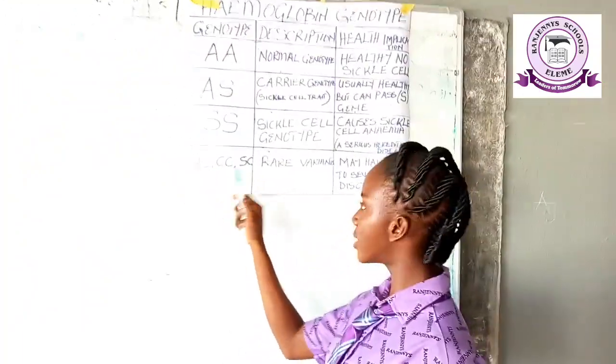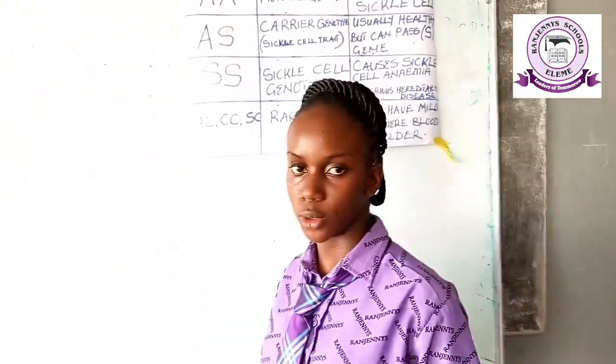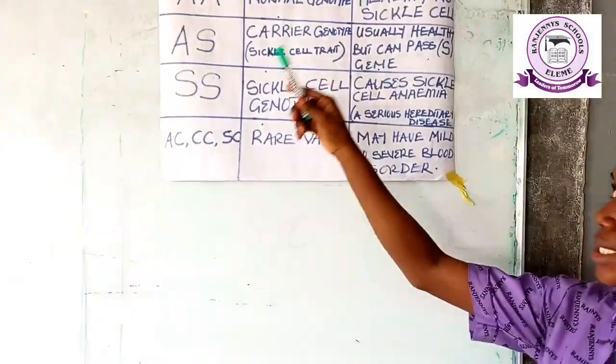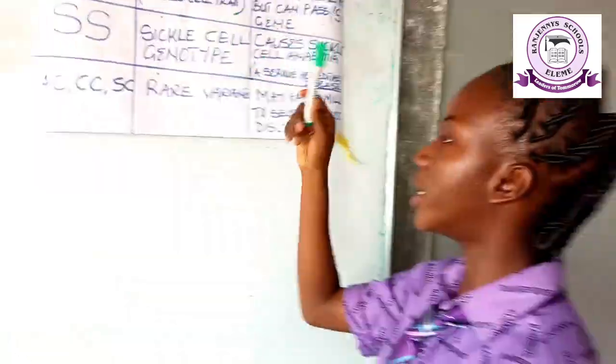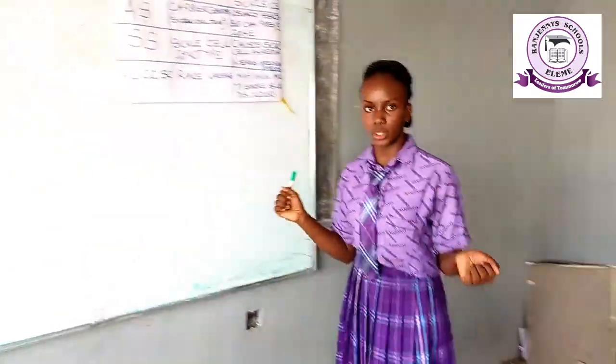The AC, CC, and SC are rare variants. You will not see many people with this type of genotype. Now we are going to be looking at the types of genotype, their description, and their health implications. We have the genotype AA. They are the normal genotype.